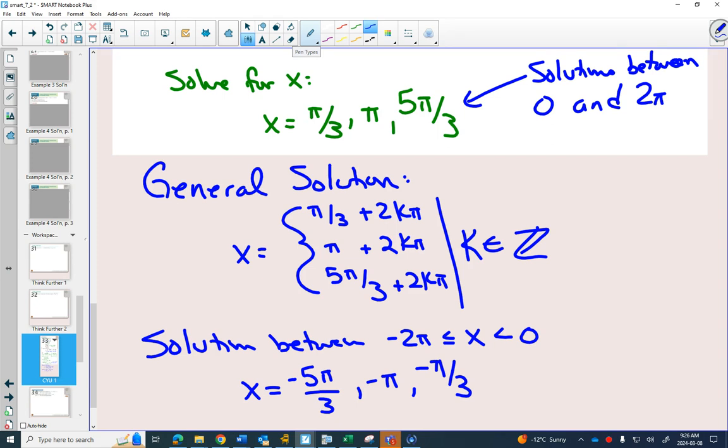So again, having our solutions between 0 and 2 pi helps us with our general solution, helps us with our solutions between -2 pi and 0. I believe the answer key for the general solution in the textbook, they might have used these ones, the negative ones here, instead of the positive ones. I personally like to use the ones between 0 and 2 pi. So you can circle 4, 8, and 9.